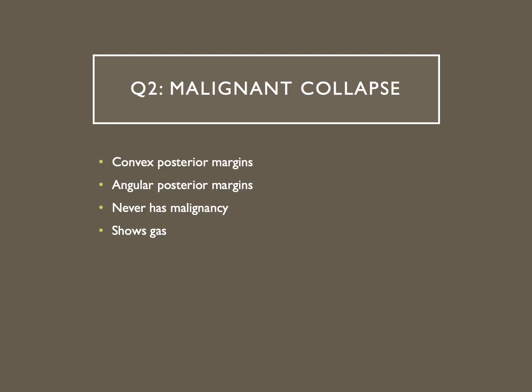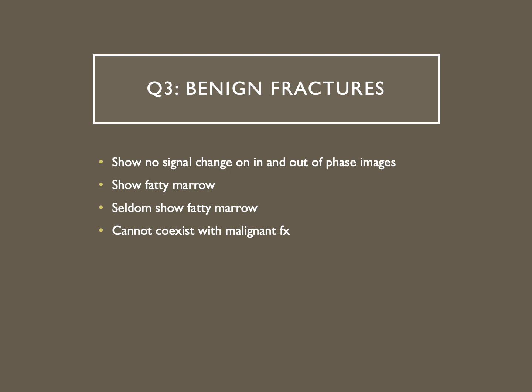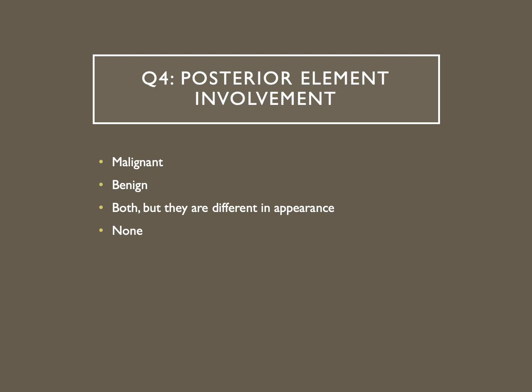The second thing is, when you have malignant collapse, typically you will have something called convex posterior margins, because it's the vertebral body that's stuffed with a large amount of tissue. The next thing when you have a malignant collapse is you will typically see random fractures which are dependent on the degree of vertebral involvement by the tumor. When you have benign fractures, you will typically see that they show fatty marrow signal. And when you have posterior element involvement, remember, you can see them in both, but they have a different appearance. They tend to be more edematous in those who have had a fracture, which is benign, whereas in those who have a malignancy, there will be soft tissue involvement.